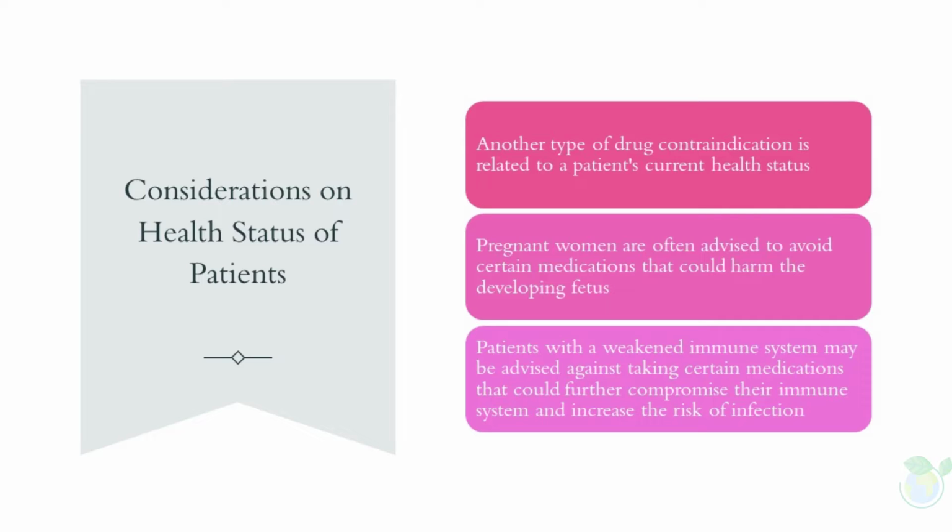Considerations on the health status of patients. Another type of drug contraindication is related to a patient's current health status. For example, pregnant women are often advised to avoid certain medications that could harm the developing fetus. Similarly, patients with a weakened immune system may be advised against taking certain medications that could further compromise their immune system and increase the risk of infection.